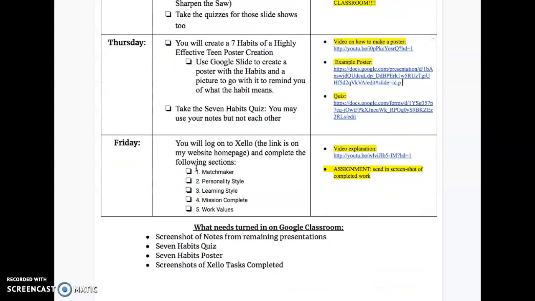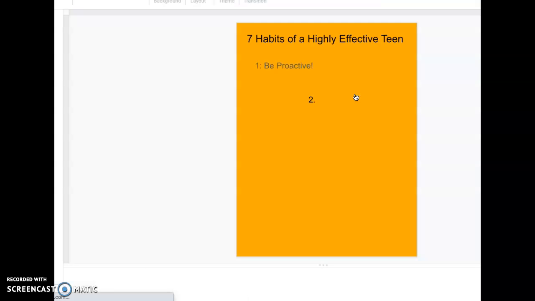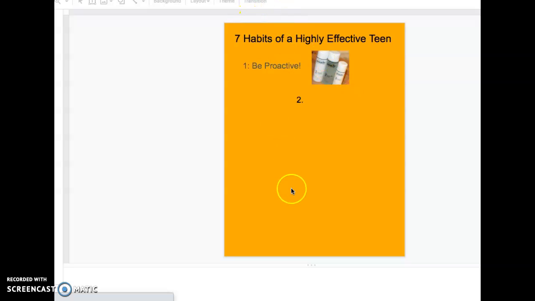Thursday's work, you are going to create a poster that demonstrates your understanding of all 7 of the habits. You will use a Google slide to create the poster of the habits and a picture to go with each. I have linked right here how you make a poster using Google Slides. Please watch it. It's very short and it will help you do it correctly. Here is an example poster. I just started mine so you could see it and how it will look. Obviously for Be Proactive, I put a picture of proactive. Okay. So that is how you will go about that.